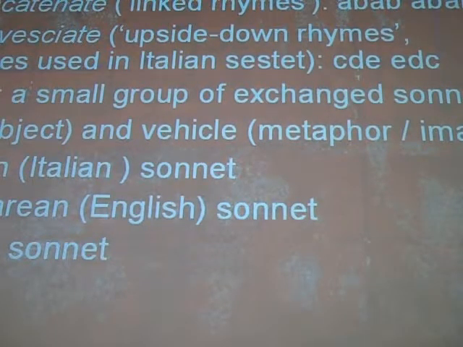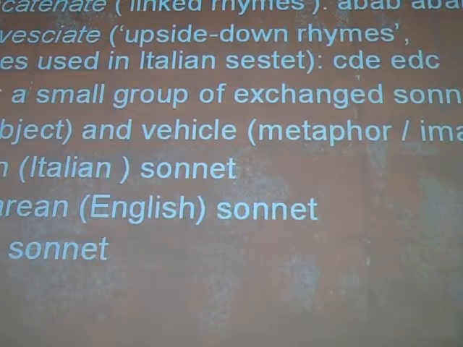This one, the third one along, you will not see very much of, but I thought I'd throw it in anyway, just to see what happens. Which is rima rovesciate, which is upside down rhyme. You find this in an Italian sestet from time to time. So you go C, D, E, and then the rhymes come down with a different direction. E, B, C. Goes up and then down. Dante uses this from time to time.